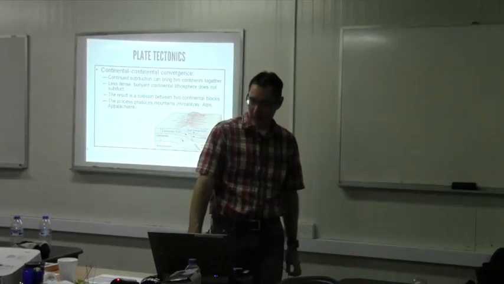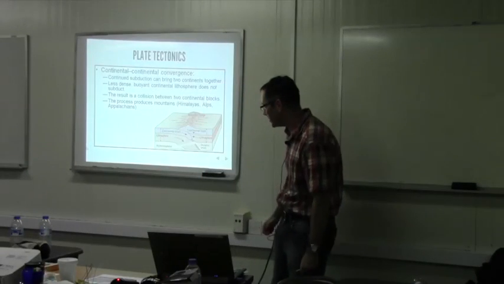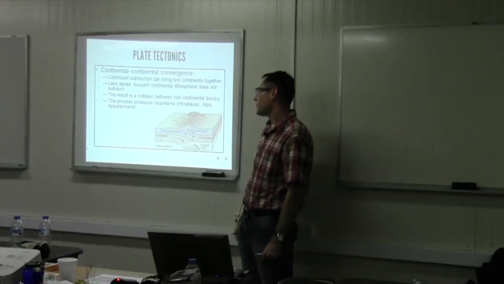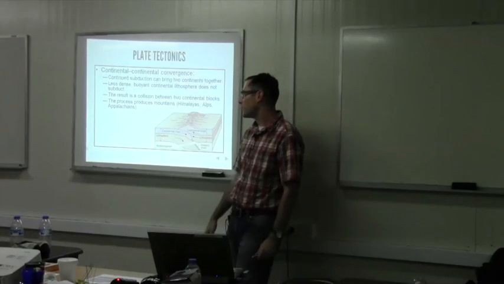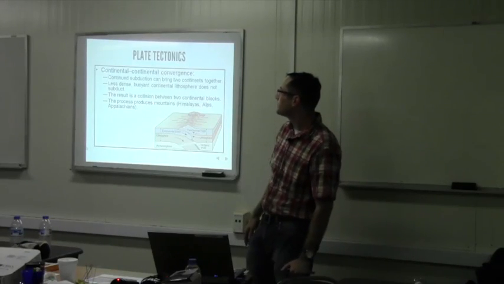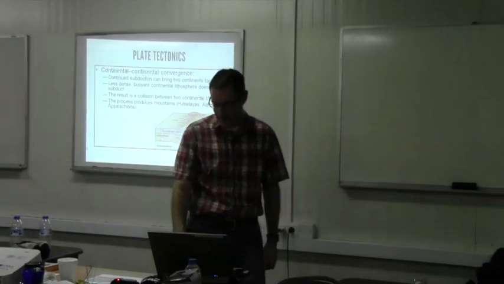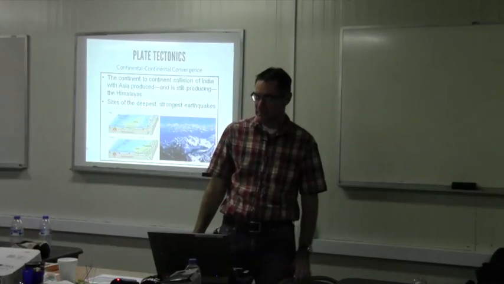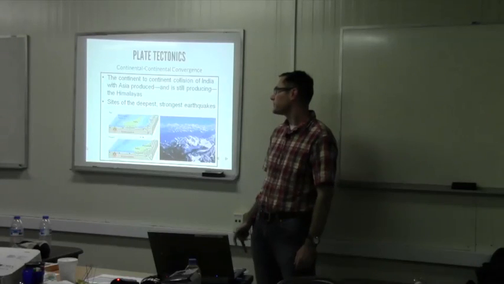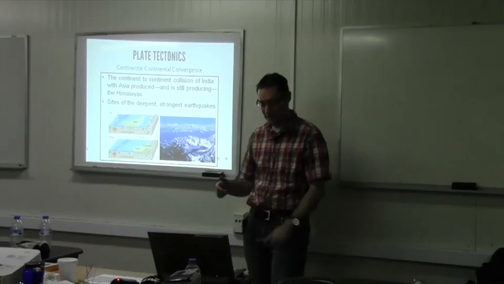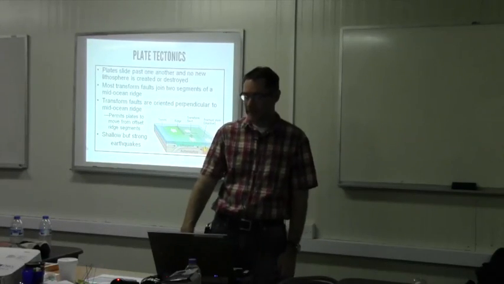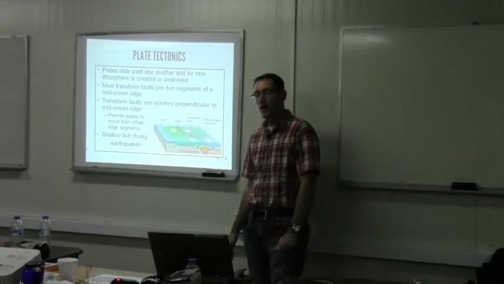All right. And of course, you can have continents colliding with each other. Same thing. One continent's going to go up, one continent's going to go down, and similar to the other ones. This causes the big mountains here. All these details I'm not going to ask you about. Here's some more continental to continental. Giant mountains here. Deepest, strongest earthquakes. Lots of mountains. Himalayas caused by continental to continental convergence.